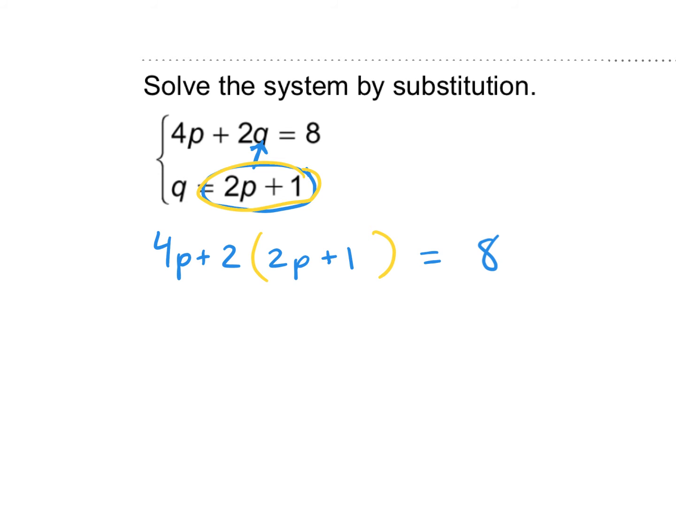What should I do first here? Parentheses. Can I add 2p plus 1? Multiply. Multiply by what? 2. I'm going to distribute the 2 first. And when you distribute, you multiply. So everything else stays the same. What's 2 times 2p? 4p. And what's 2 times 1? 2.